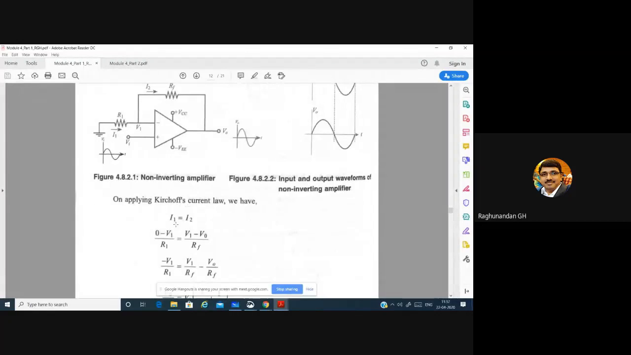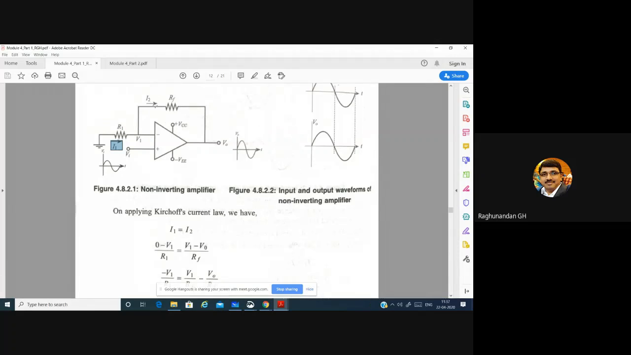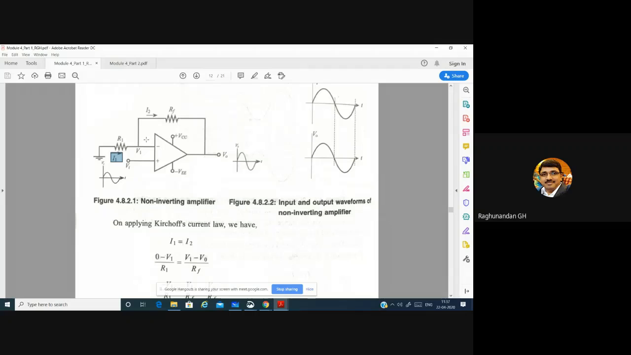Okay, fine. So I1 is equal to I2. Again, we'll take between here I1. I1 is the current which is flowing from the ground to V1. So 0 to V1, 0 to V1 divided by R1. So we are taking the current I1. For that, we are just taking I1 in terms of voltage and resistance. I2, we are taking between V1 and V0. V1 minus V0 by Rf.